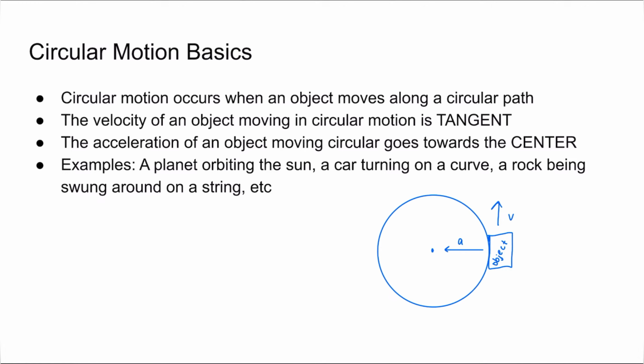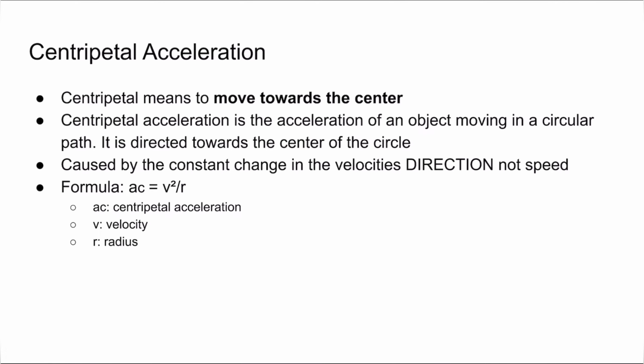Some examples of circular motion could be a planet orbiting the sun, a car turning on a curve, or if you tie a rock or any type of object to a string and then swing it around in a circular path.